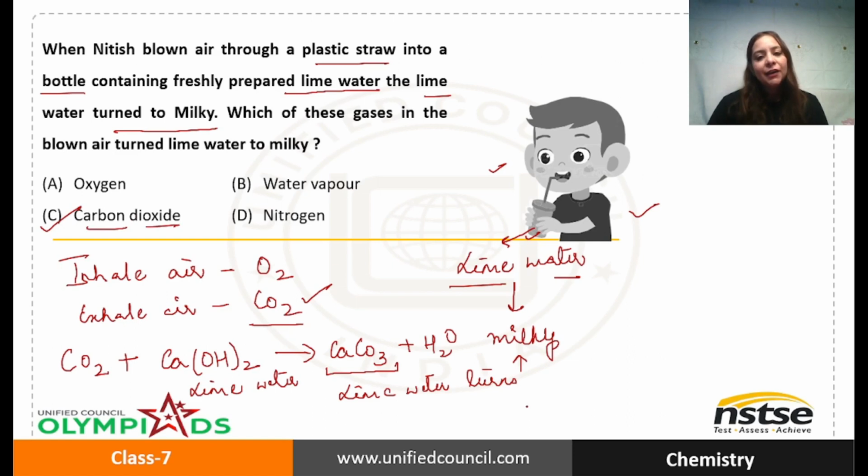So we can say here, because we have got a clear-cut test, because you are blowing air and lime water is turning milky, that is a test for carbon dioxide gas. So option C is the correct answer.